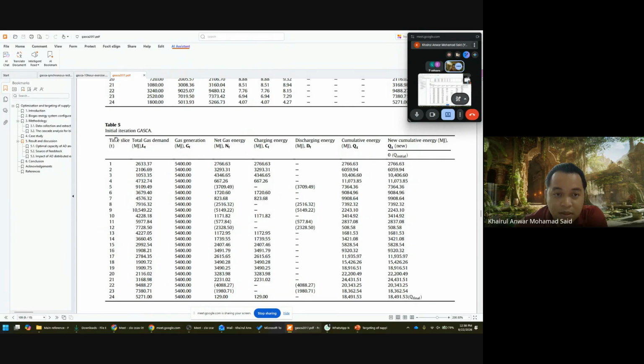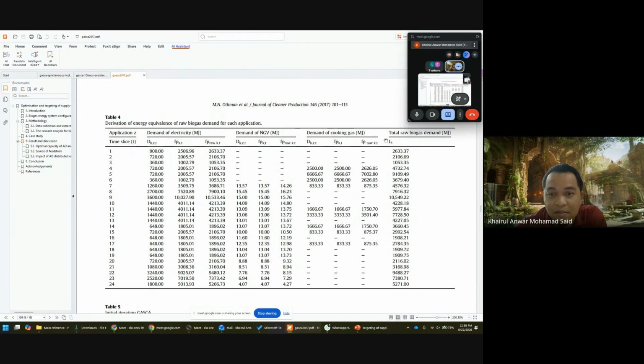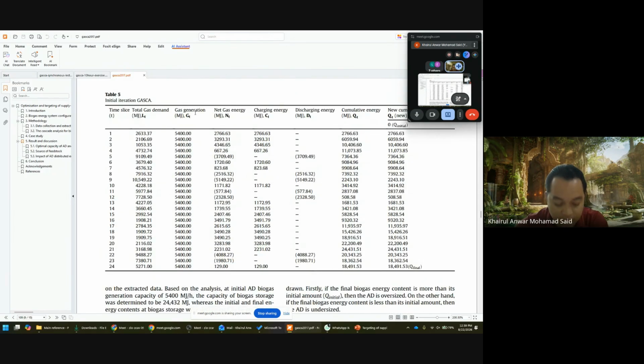Okay. So the first column is for the time slice from 1 to 24. Total gas demand LT is what you have determined before in table 4. Yes. Then this GT is the gas generation. So in this case, it starts with 5,400 megajoule.